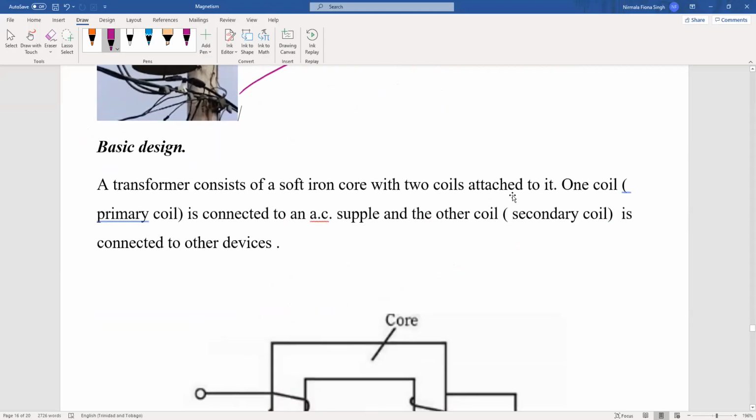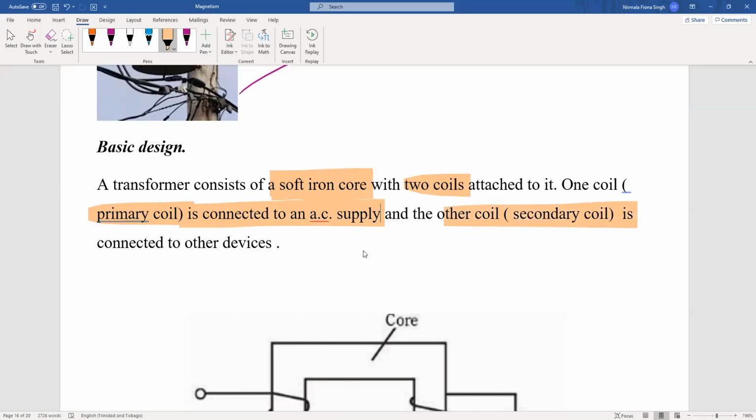So let's look at what the basic design of a transformer is. A transformer consists of a soft iron core. Please note the word soft iron. We'll explain that just now. With two coils attached to it. One coil is your primary coil, and that is attached to the AC supply. I keep forgetting to change this word. All right, so your primary coil is connected to your AC supply, and the other coil, called the secondary coil, is connected to your other devices. Or this is the current that we use once it comes out of a transformer.